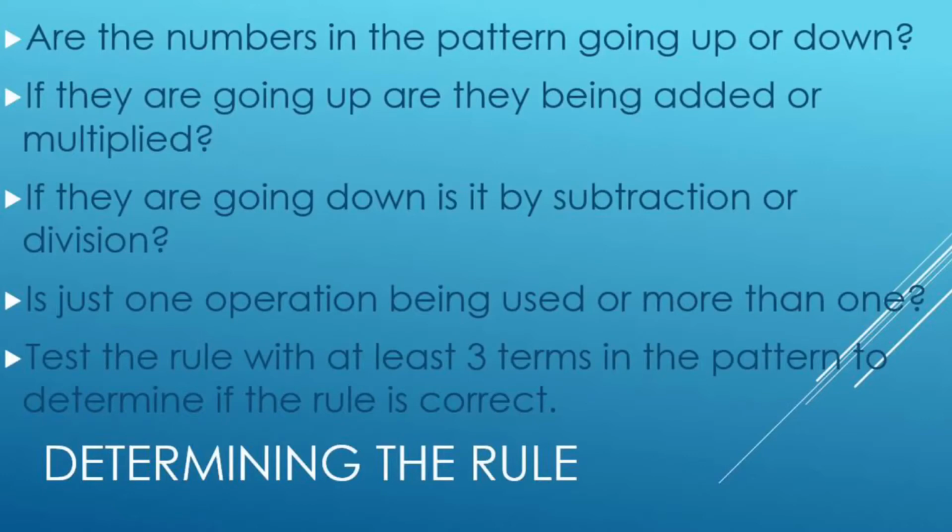So as we think about patterns, we want to think about these questions. Are the numbers in the pattern going up or down? If they're going up, are they being added or multiplied to get to the next term? If they're going down, is it by subtraction or division to get to the next term? Is it just one operation being used, or are there more than one? Then I want to make sure that I test the rule with at least 3 terms, in other words, 3 numbers in the pattern to determine if my rule is correct.